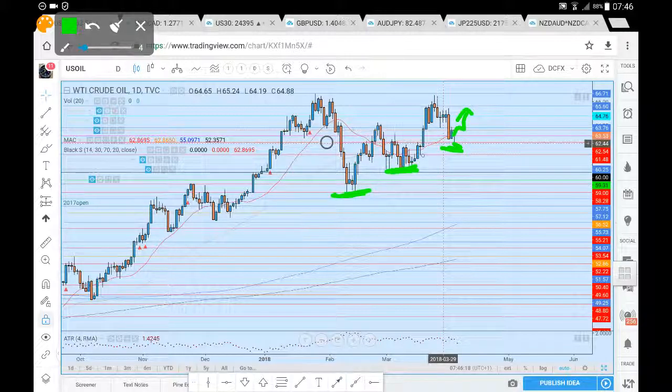So we have our lows, a higher low. We'll see whether we can form a higher low here for progression to the upside to retest the old highs.